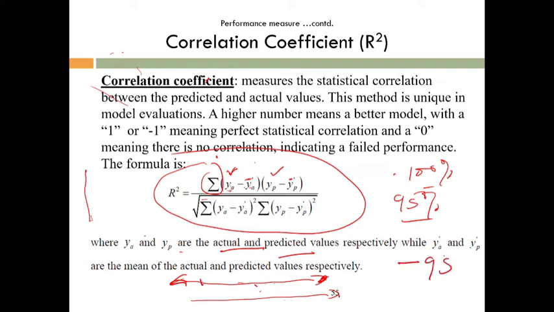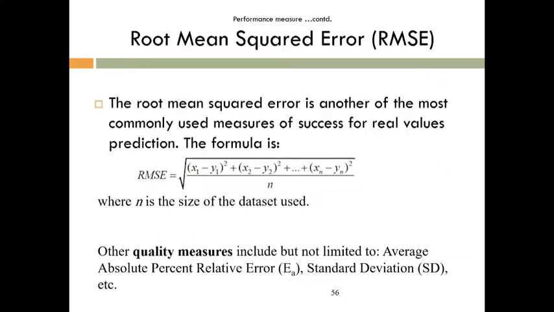It could be minus 95%. It means you are moving in opposite directions, but you are moving at the same rate. So you have high correlation, but it's negative correlation, which of course we don't want in a predictive solution. That is why it's not reliable to use only the correlation coefficient to determine the accuracy. So you use root mean square error to support it.